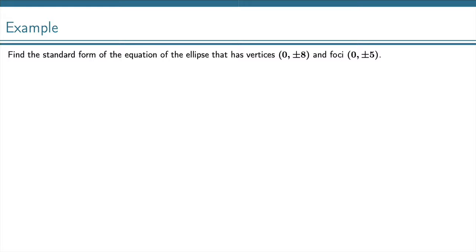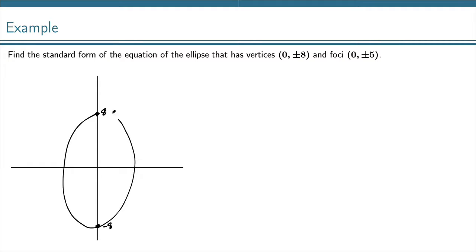When I have properties of an ellipse and I want to find the equation, I like to start by just drawing what I know. So I've got my vertices, and the vertices are the points furthest from the center. So at (0, ±8), I've got the points furthest from the center. So I know that this is going to be kind of elongated vertically. Okay. My foci are at ±5.